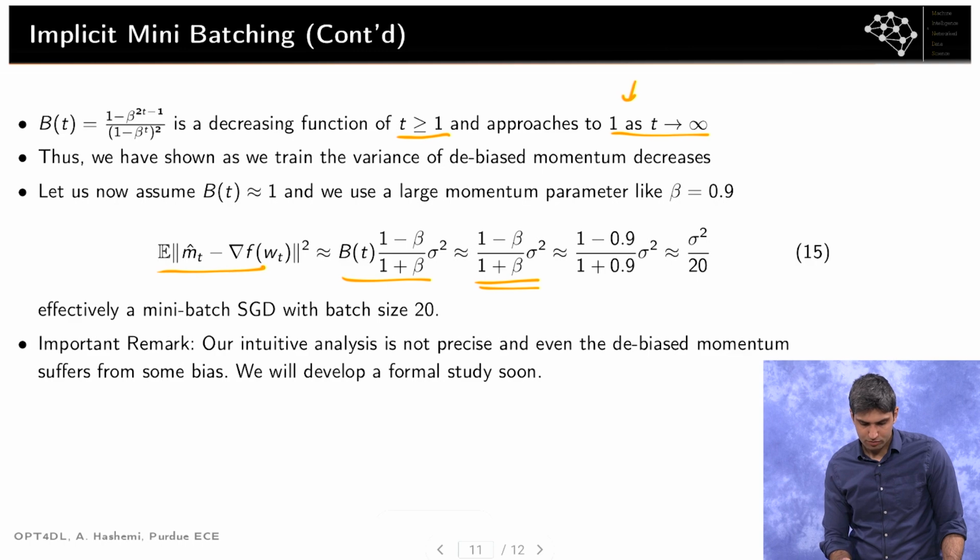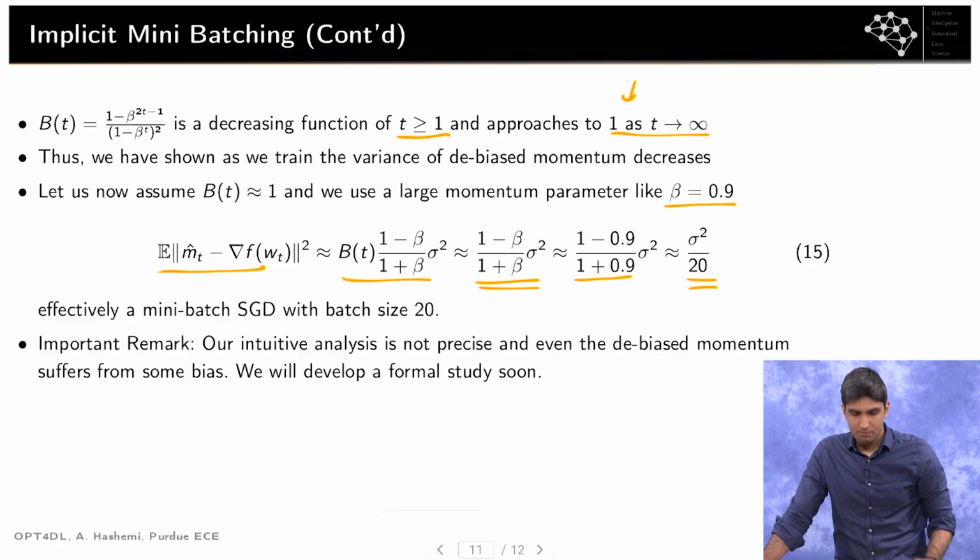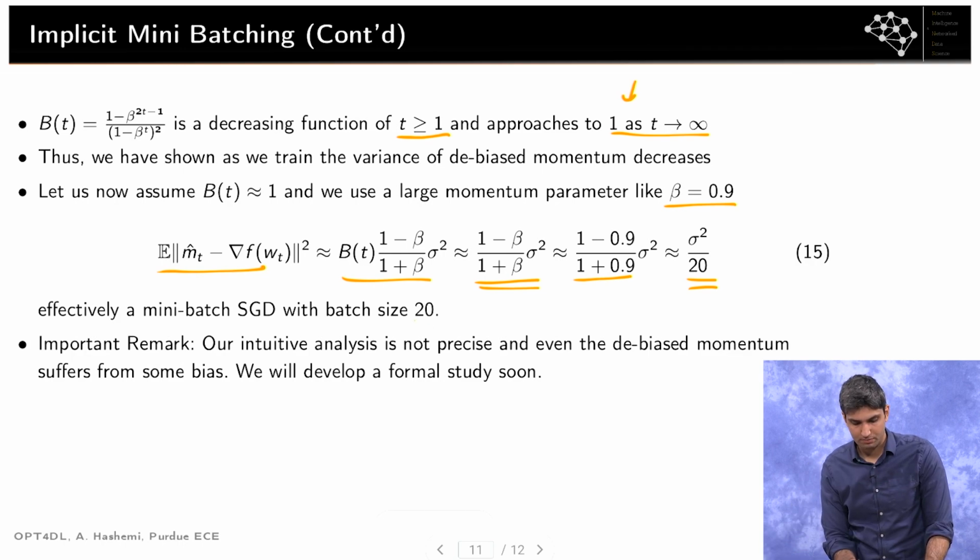Now let's assume that we are using a large momentum parameter. By large, I mean beta is very close to 1, for instance, beta is 0.9. If I replace that here, I have this constant times sigma squared. After simplification, this is going to be sigma squared divided by 20. So effectively, when my momentum parameter is 0.9, under this simplifying assumption, the debiased momentum vector is acting like a mini batch SGD with batch size 20.